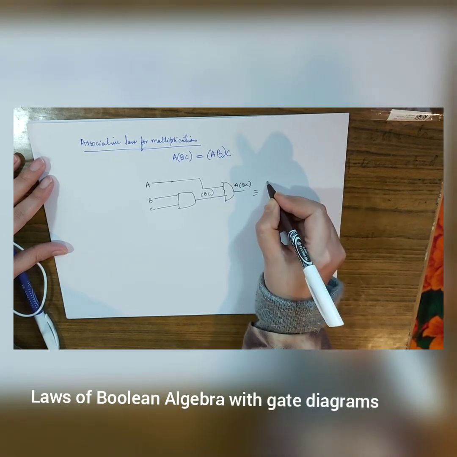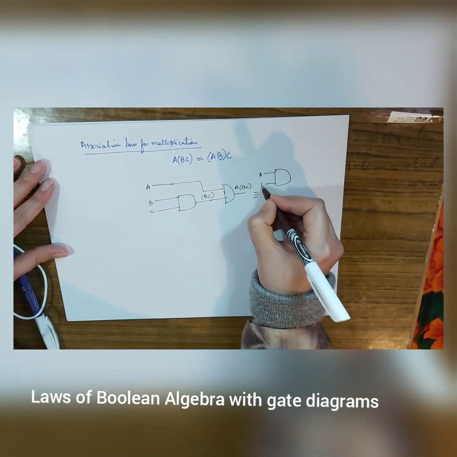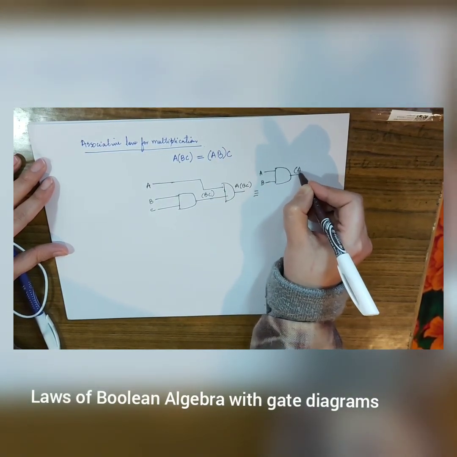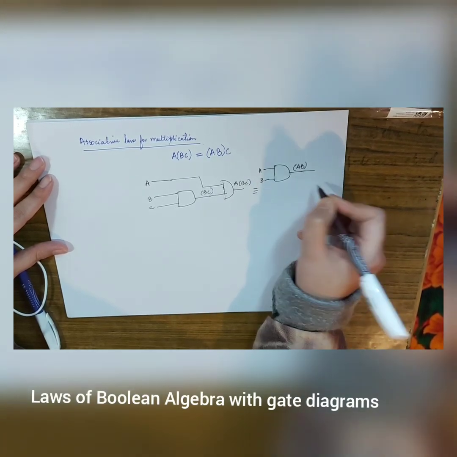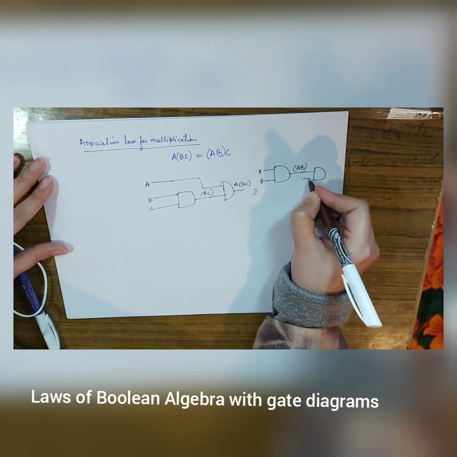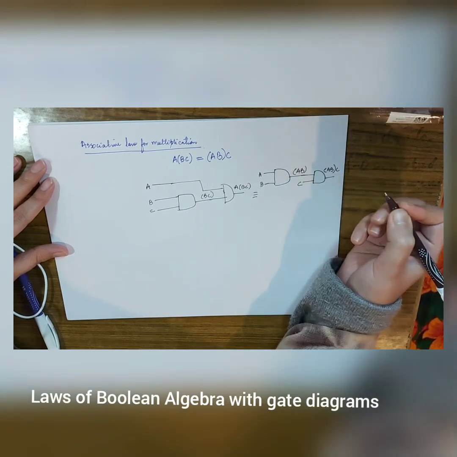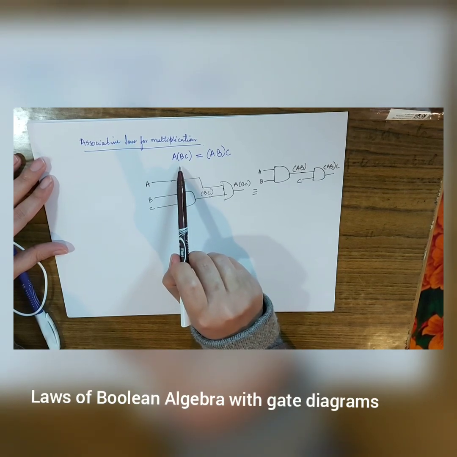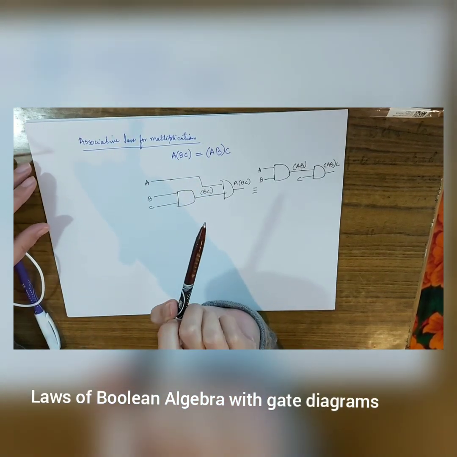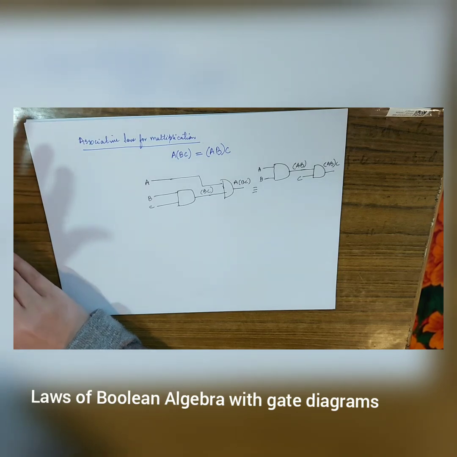This will be equivalent to, first we will AND A and B. The output of the gate will be AB, which will act as an input to another gate, for which the other input will be C, and the output will be ABC. So that means it does not matter in what order you take three variables in the multiplication, or when you AND the three variables. So this law is known as the associative law for multiplication.